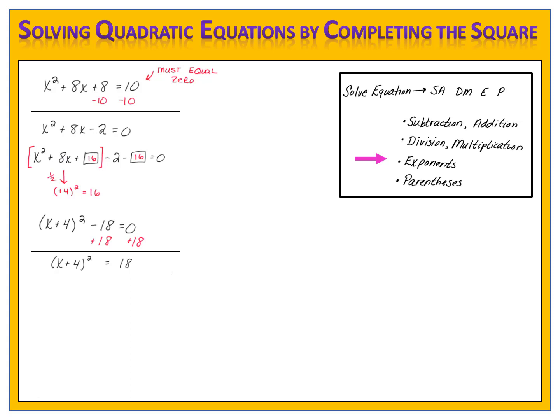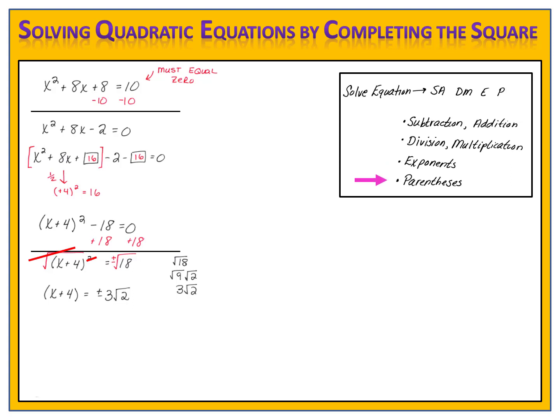The inverse of squaring is taking the square root, so we take the square root of both sides. On the left, the square and the square root cancel out. On the right, don't forget the plus or minus in front of the square root of 18. That leaves us with x plus 4 on the left, and we have the square root of 18, which we must simplify. The largest perfect square that goes into 18 is 9. 9 times 2. The square root of 9 is 3. So the square root of 18 is 3 square roots of 2. So x plus 4 equals positive and negative 3 square roots of 2.